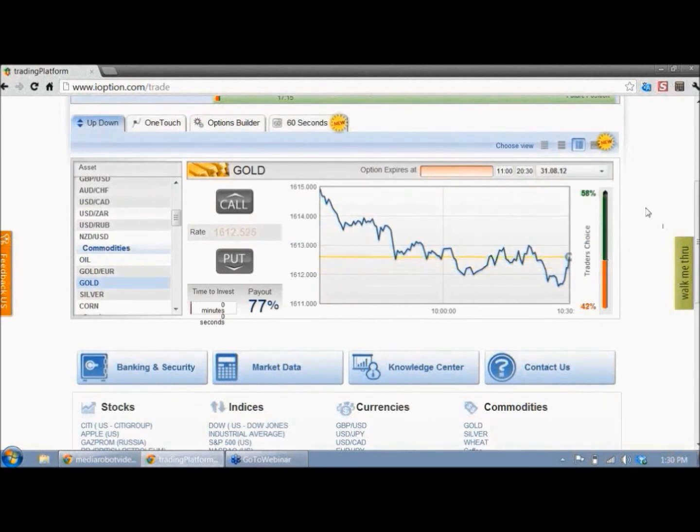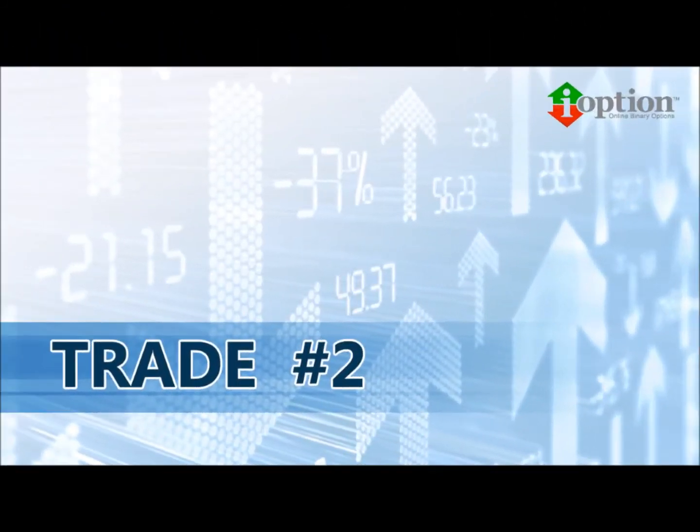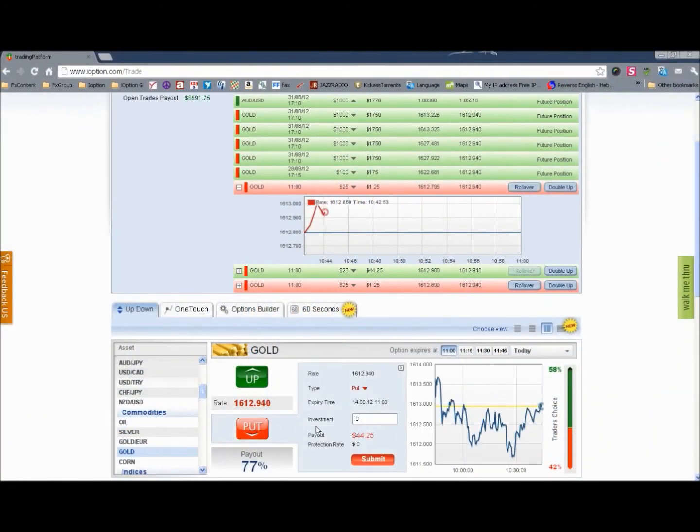We're going to look for gold to do the same thing back to back, and we're going to look for it to either be up by 1613 or down by 1611. If it's up close to 1613, we're going to say it's going to go down. If it's here, we go. Real quickly, we found it at 12.94, right at 1613.